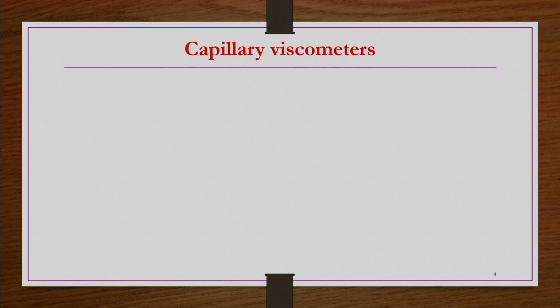Okay. Now, what happens in general with these capillary viscometers? We have a container, roughly, and we are going to see the details later anyway. The bottom of this container has a provision to fix capillaries of different diameters.